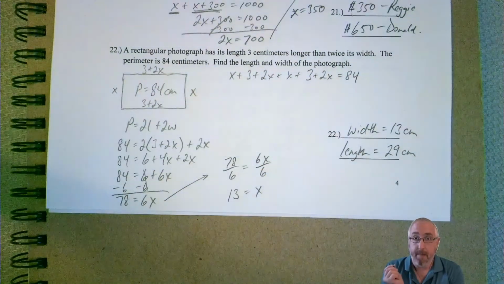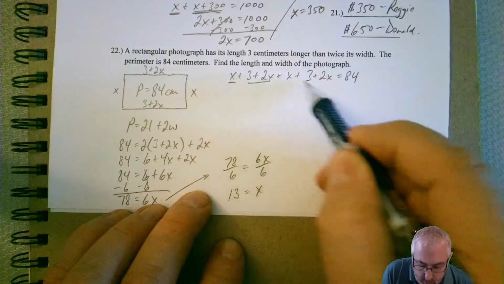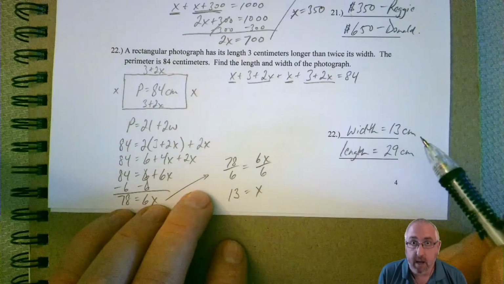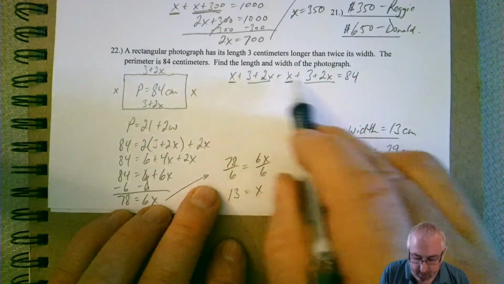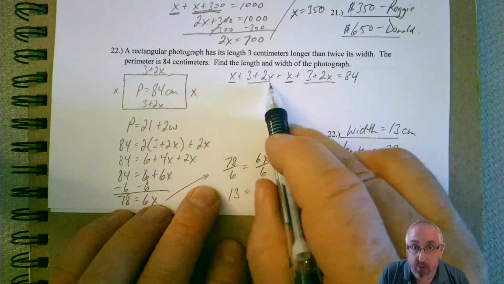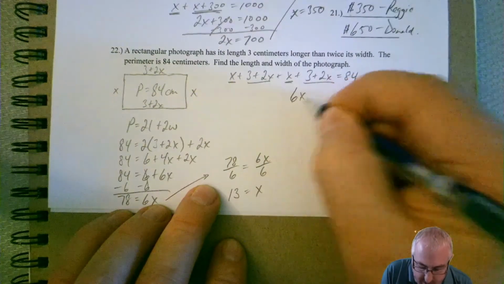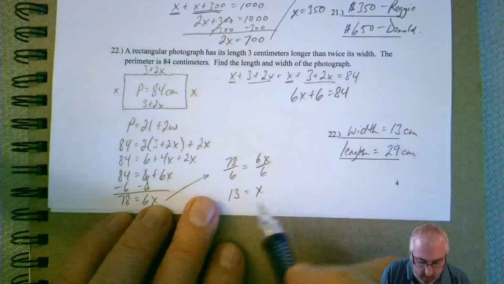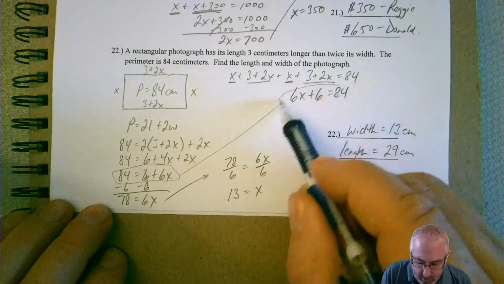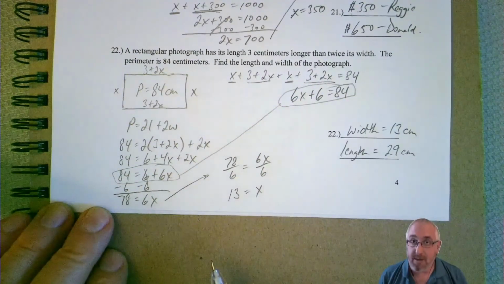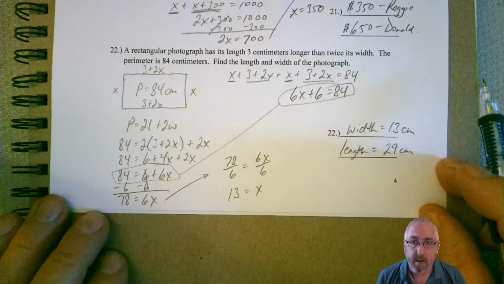And you get something like that. So again, as long as you have all 4 sides, this will work as well. 1, 2, 3, 4, all 4 sides. Now do the same thing we did down here, combine like terms. So we got the 3 and 3 is 6. We got an x and 2x is 3x, 4x, 5x, 6x. So we got 6x plus 6 equals 84, which is really pretty darn close to the same thing we got here. So we are going to get the same answer. So 13 and 29 for your length and width.